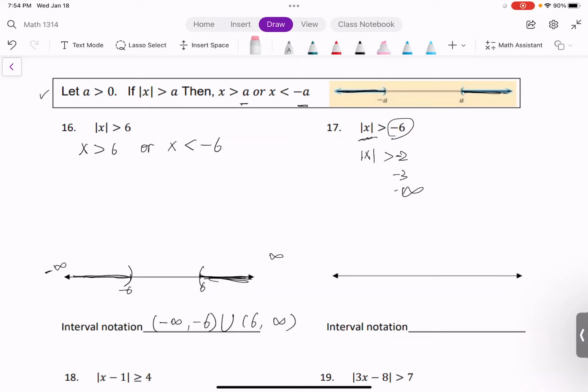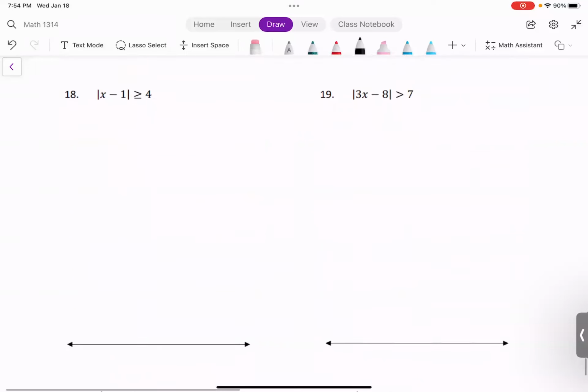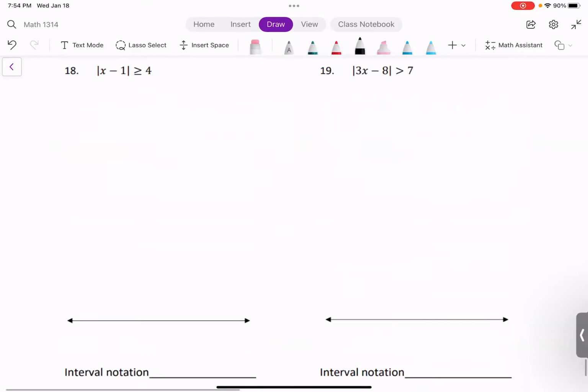We say all real numbers, or in your homework, you use the interval notation, everything on the number line from -infinity to infinity. You can highlight the whole number line like this. The interval notation is -infinity to infinity. Okay, let's see the next two examples. Oh, these are the last two examples.